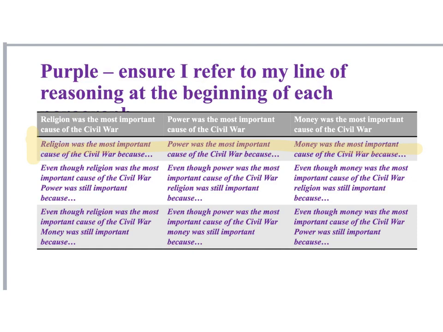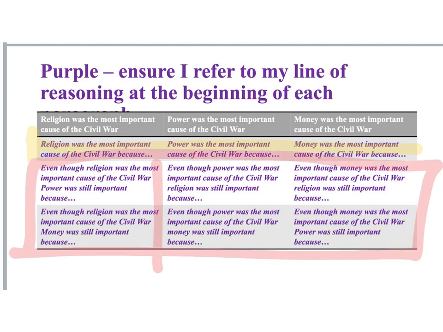But what you probably won't have done, and what is a little bit harder to do, is this bit down here, in the bottom part of the box. You've got to divide it up, because you only have to do whichever one it is. So if I've written about religion, then I need to do this bit at the beginning of my power paragraph: even though religion was the most important cause of the Civil War, power was still important because. So have a look if you've done religion and change that bit. Even though religion was the most important cause of the Civil War, money was still important because.